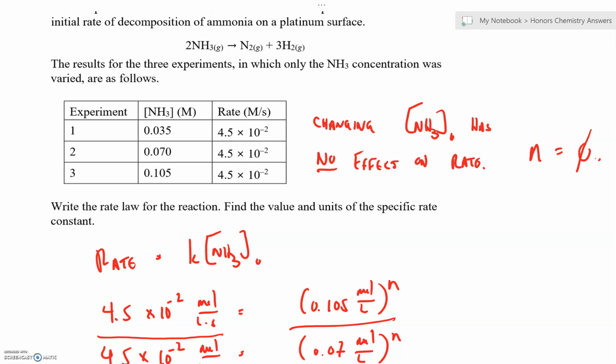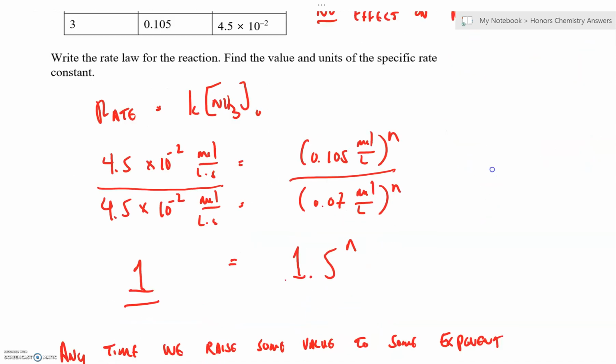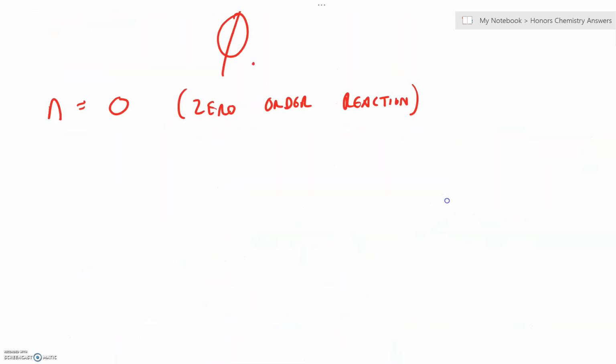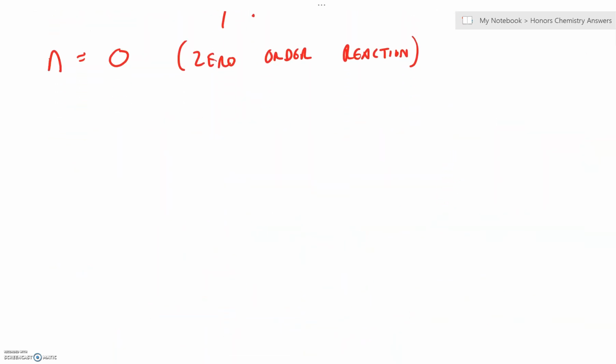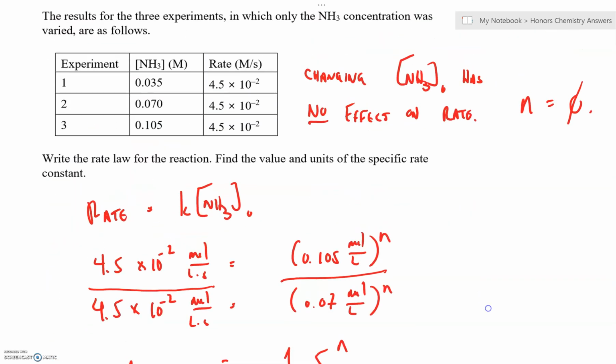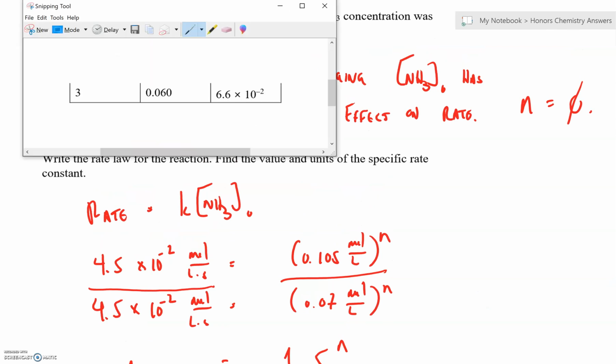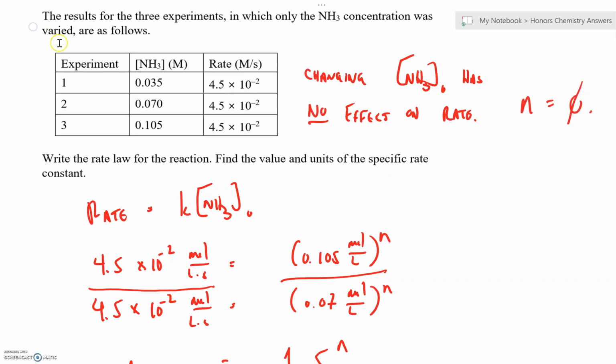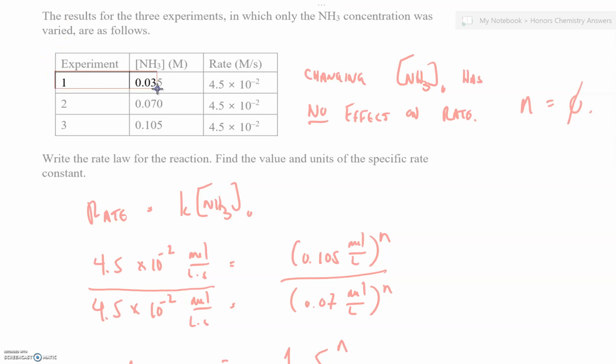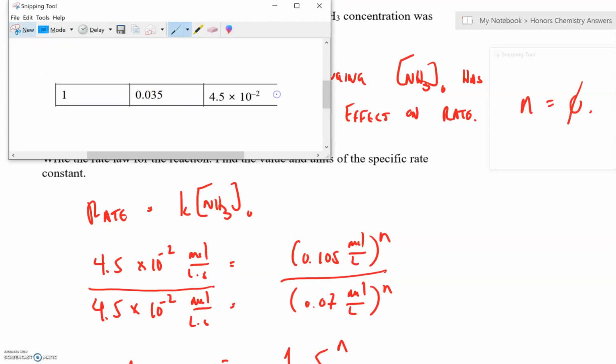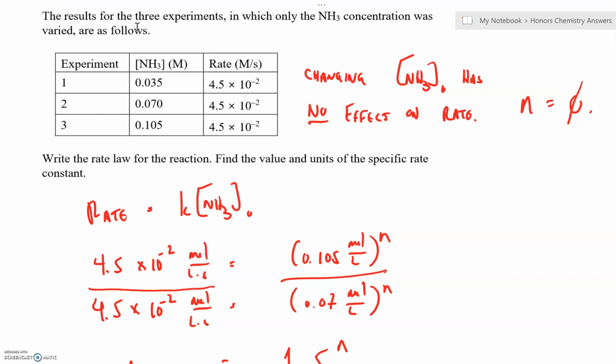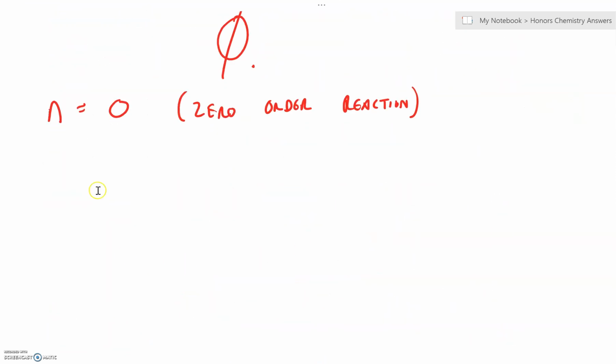Now, if we'd seen that before, we could have gotten the value for the order without even setting this up, because we can see here that changing the concentration has no effect on the rate. So the order is 0. Let's get the units, the value in units of the rate constant k. So we'll pick experiment 1, and we'll do a little snip. So we'll get experiment 1, and we're going to find the value in units of the rate constant k. So let's put this down here so we don't have to look for it.